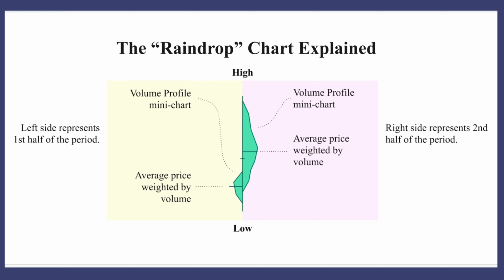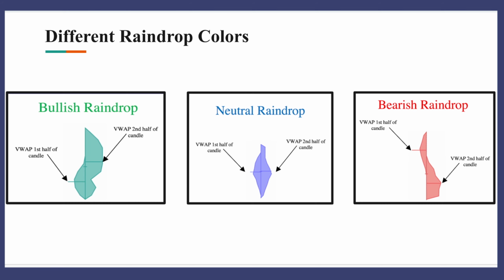Now, there are 3 different types of raindrop colors. You have the bullish raindrop, which is just when the VWAP for the second half of the candle is higher than the first half. The neutral raindrop, you can call this blue, you can call it purple, is the volume weighted average price being equal to the volume weighted average price for the second half of the day. So pretty much a volume weighted doji with the first and the second half VWAP equaling each other. And then the bearish raindrop is just when your VWAP for the second half of the candle is lower than the first half.